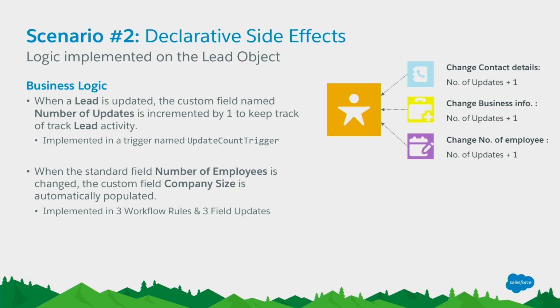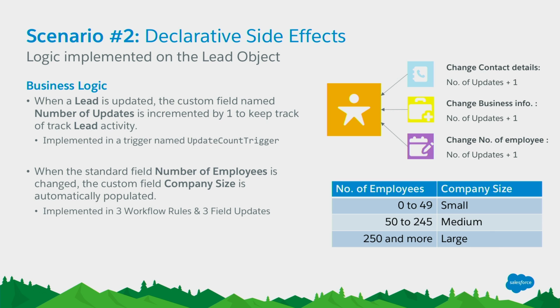The second piece of logic implemented is whenever the standard field number of employees on the lead object is changed, we want the custom field called company size to be automatically populated. And this has been implemented using 3 workflow rules and 3 field updates. The way it works is that, let's say we set a number of employees of 0 to 49, we want the company size to be set to small. If it's set between 50 and 249, we want it to be set to medium. And if it's 250 and above, we want the company size to be set to large.